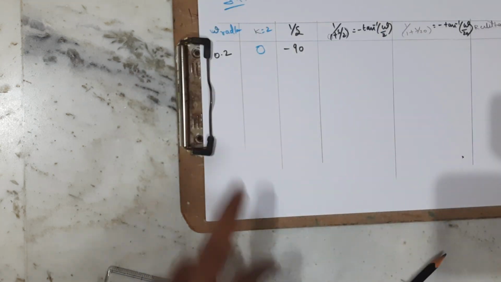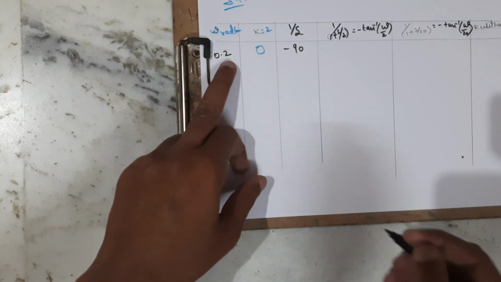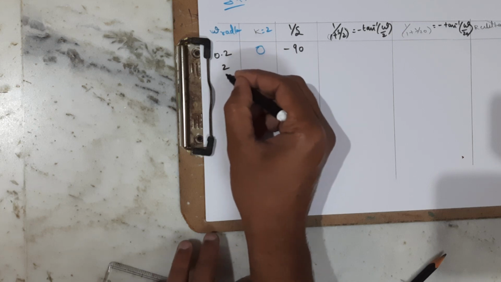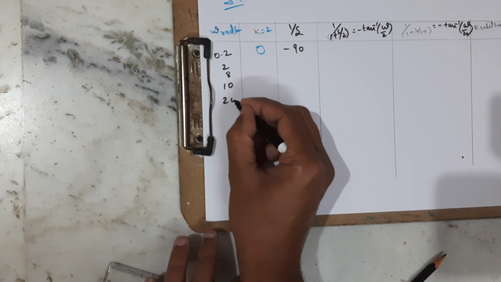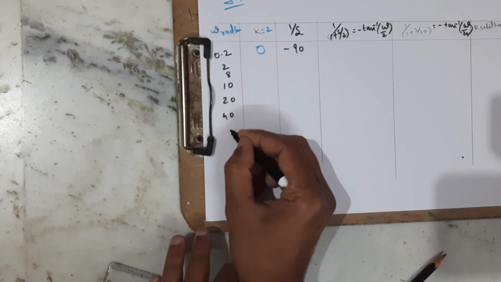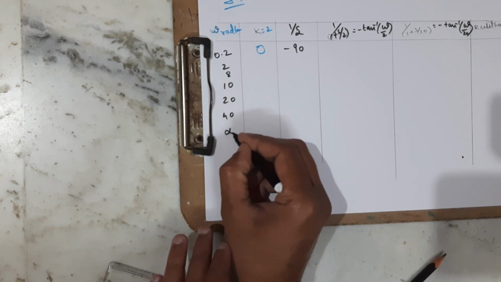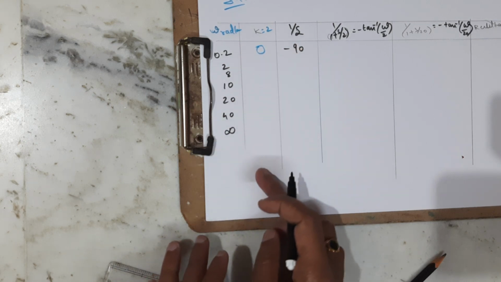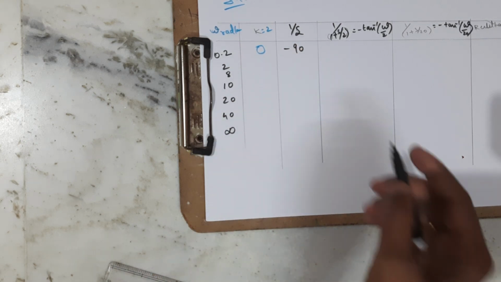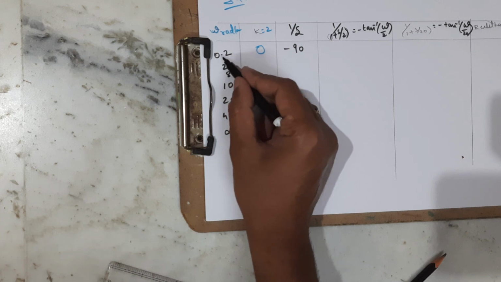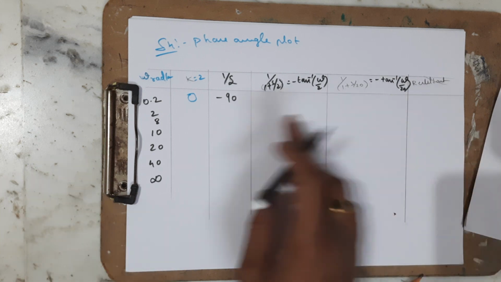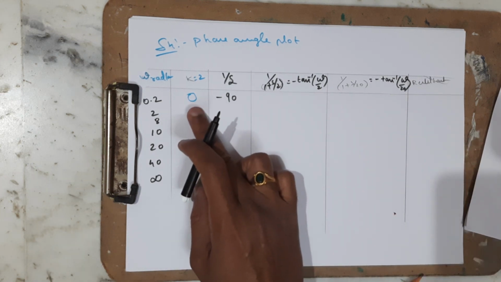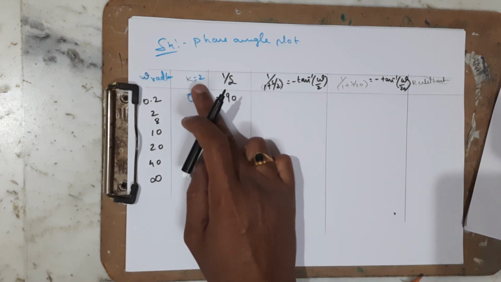In the same way, in each decade we are going to take the values omega equal to 0.2, 2, 8, 10, 20, 40 and infinity. So we are going to vary the values of omega like this. When omega is equal to 0.2, we know the contribution of k will always be 0, because k is greater than 0.